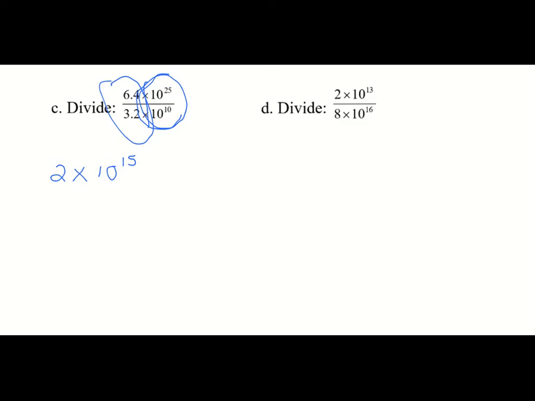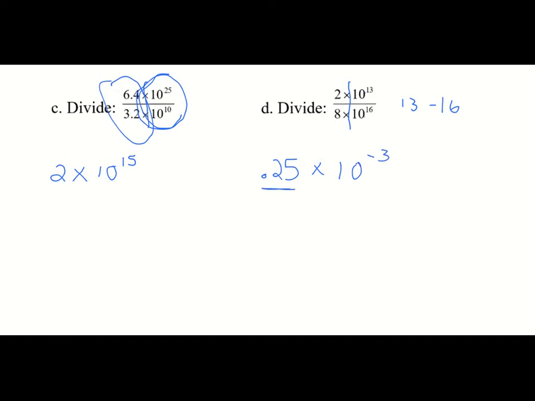All right, let's take a look at the second one, or D here. Again, we're going to take 2 and divide it by 8, because you always take the top number and divide it by the bottom number. So I end up with 25 hundredths when I do that. Times 10 to the, we're going to do 13 minus 16. So 13 minus 16 is going to give me a -3, which again is okay in scientific notation.